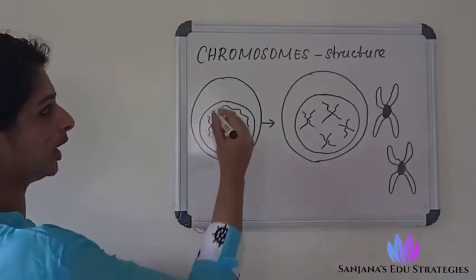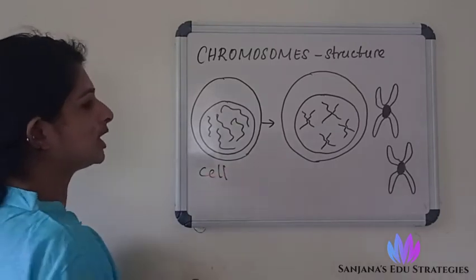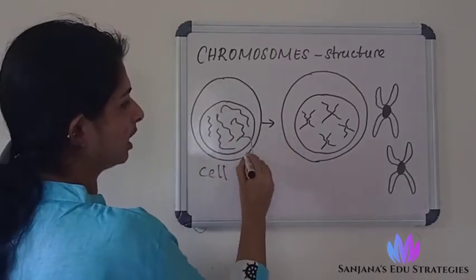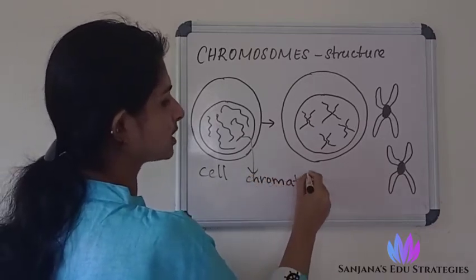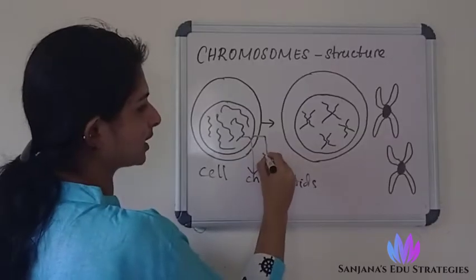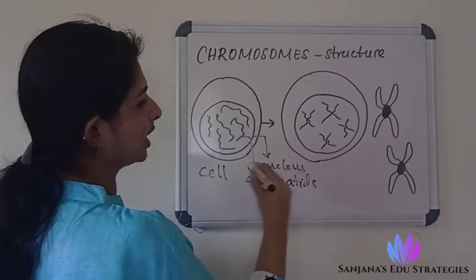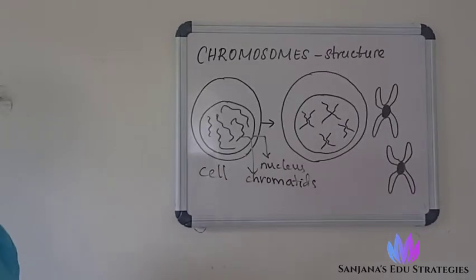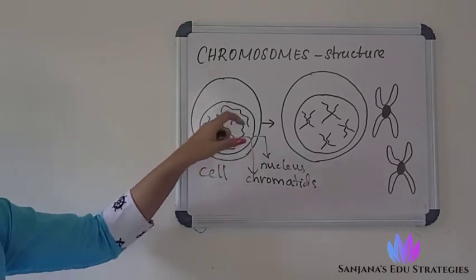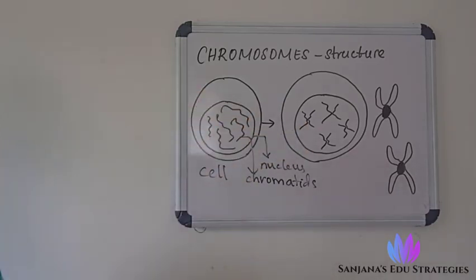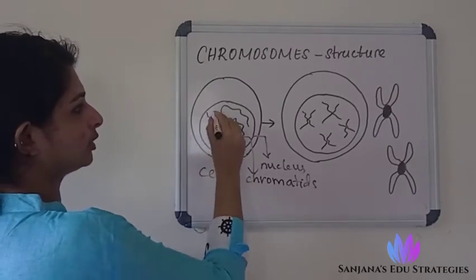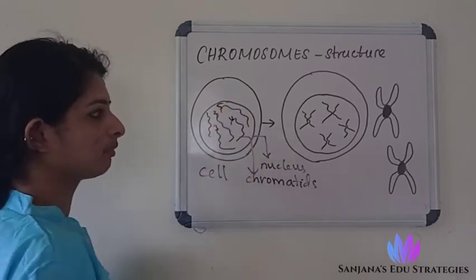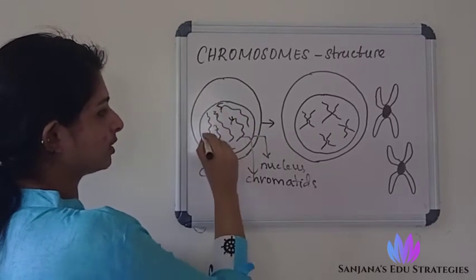Cell, this is a cell. Within a cell you will be having a nucleus. These are chromatids or chromatin fibers. This is the nucleus. Now what happens to these chromatin fibers is they start to condense. When they are condensing, you can see this is chromatid fiber 1, 2, 3, 4, 5, and one more, 6.